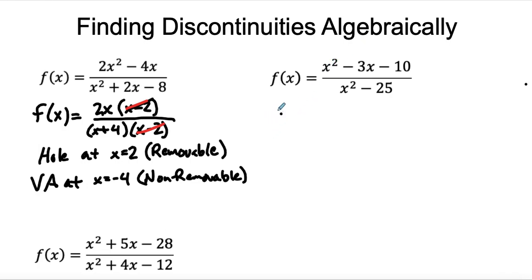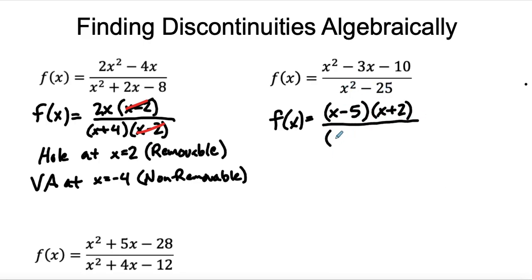Okay, let's do the next one here. So if I look at this one, I notice I have x minus 5 and x plus 2 is how I'm going to factor this numerator. Notice we're thinking about negative 5 times 2 gives me negative 10, and negative 5 plus 2 gives me negative 3. That's how I know I factored it correctly. And down here we have a difference of squares. So that's going to be x plus 5, x minus 5.